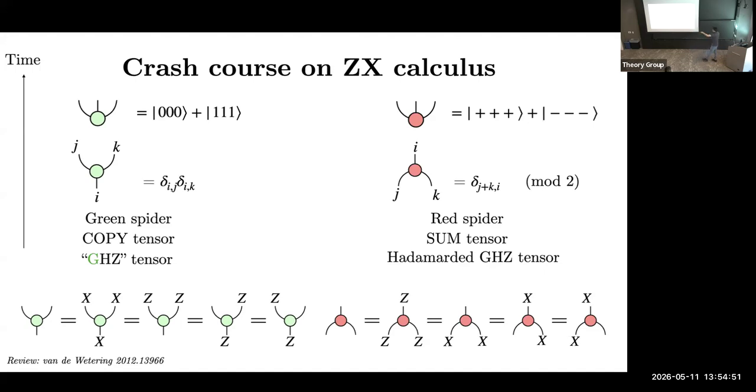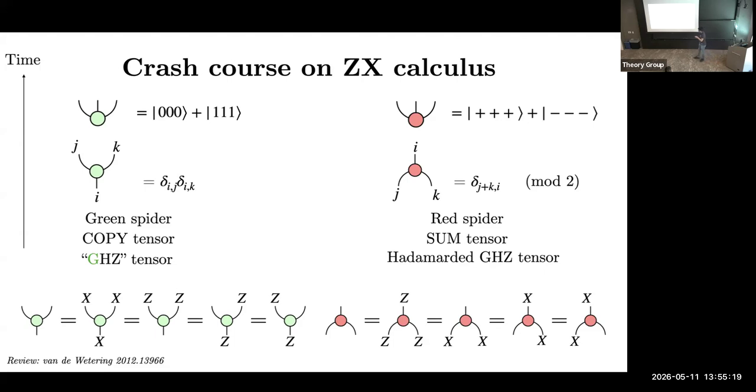Okay. And now red is just the Fourier transform, or the Hadamard version of this. So instead of all 0 plus all 1, I have all plus plus all minus. Now it turns out if I expand this in the 0-1 basis, you can convince yourself that it's summing two things. So if I input j and k, the output here will be j plus k. So it's a sum tensor.